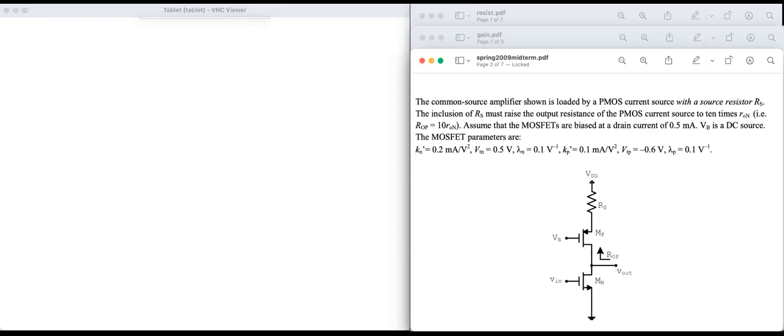This is a common source amplifier that's loaded by a PMOS current source with a source resistor RS. The inclusion of RS must raise the output resistance of the PMOS current source to 10 times ROM. Assume that the MOSFETs are biased at 0.5 milliamp, PB is a DC source, and the MOSFET parameters are given. So one thing that we will do, and this is stated on the first page of this exam, is that we will neglect VA or lambda in the DC analysis. So let's start.